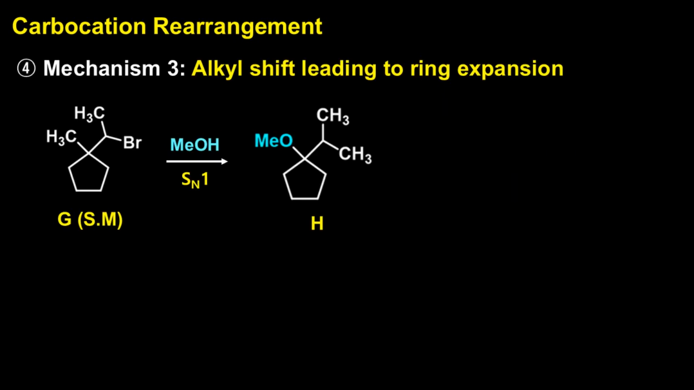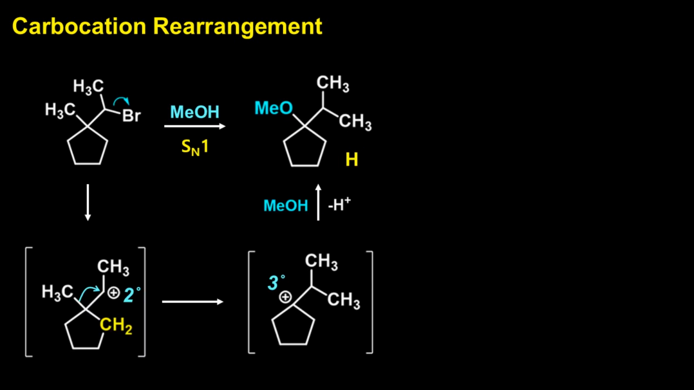Next, let's look at ring expansions, a unique type of carbocation ion rearrangement that results in a larger ring. We start with compound G containing a 5-membered ring. When we treat it with methanol, we typically expect an SN1 reaction. Based on previous examples, compound H might seem like the logical product. So how would that happen? First, bromine leaves, creating a secondary carbocation ion. Then, a neighboring methyl group shifts over, stabilizing the carbocation ion by forming a tertiary center. At this point, methanol attacks, and after deprotonation, we'd get compound H.